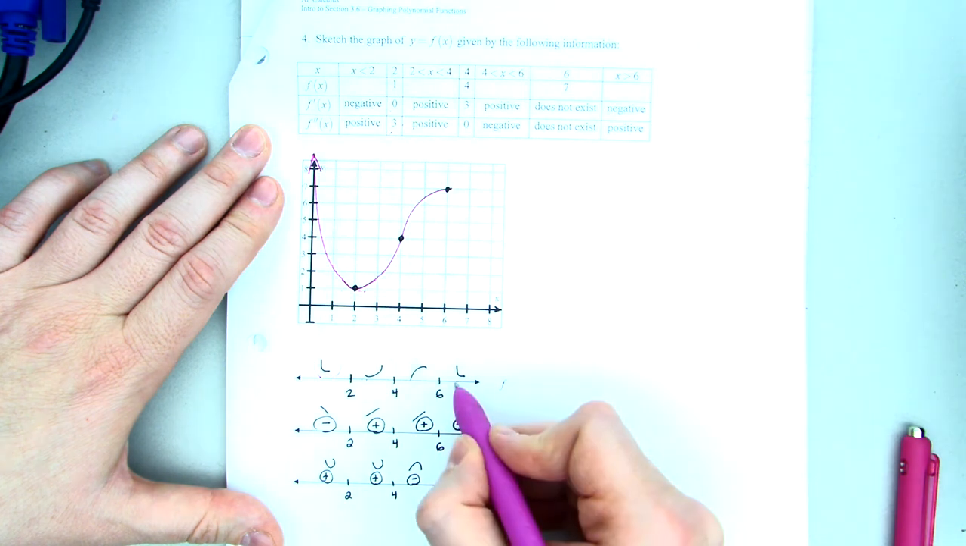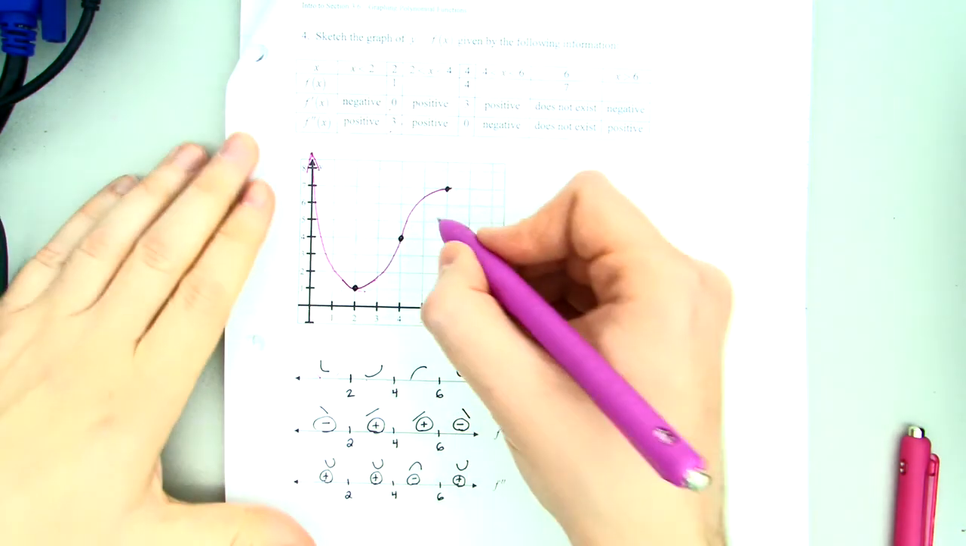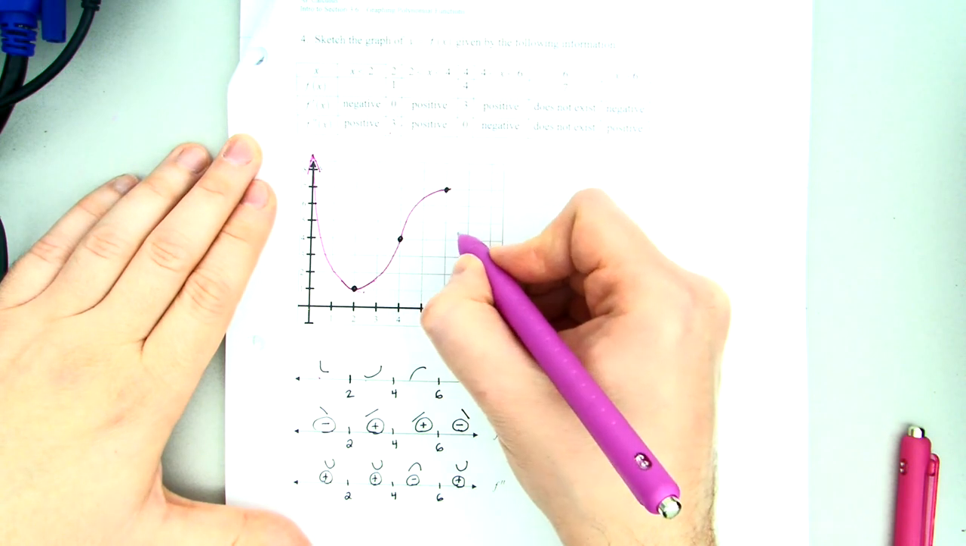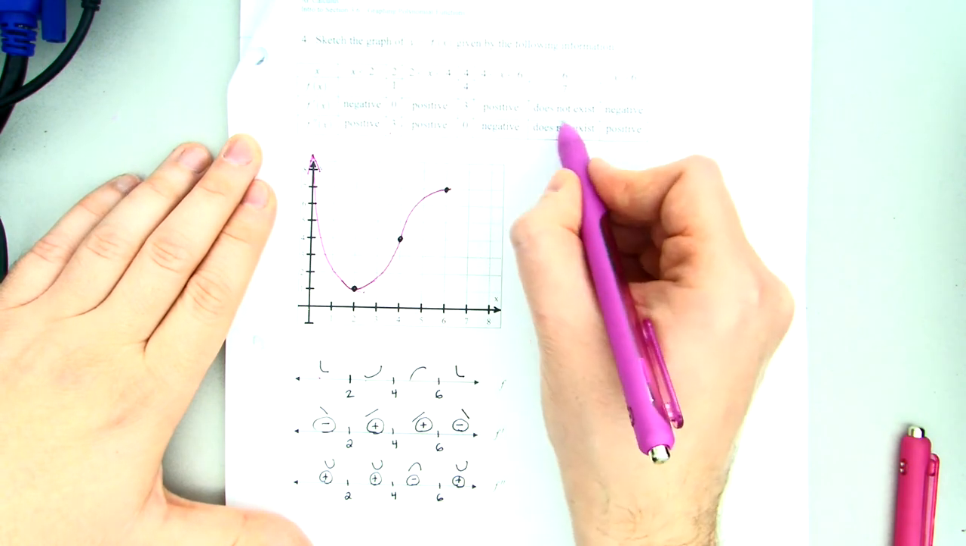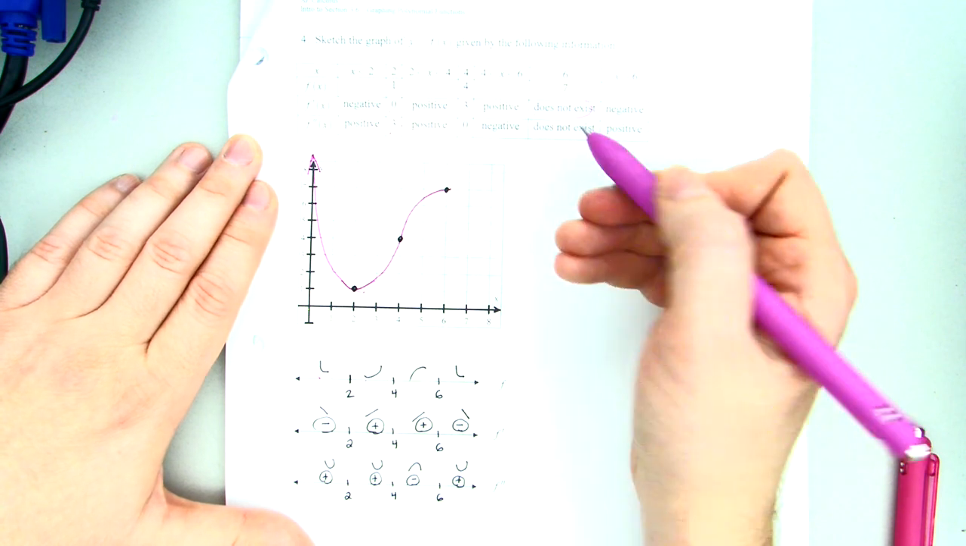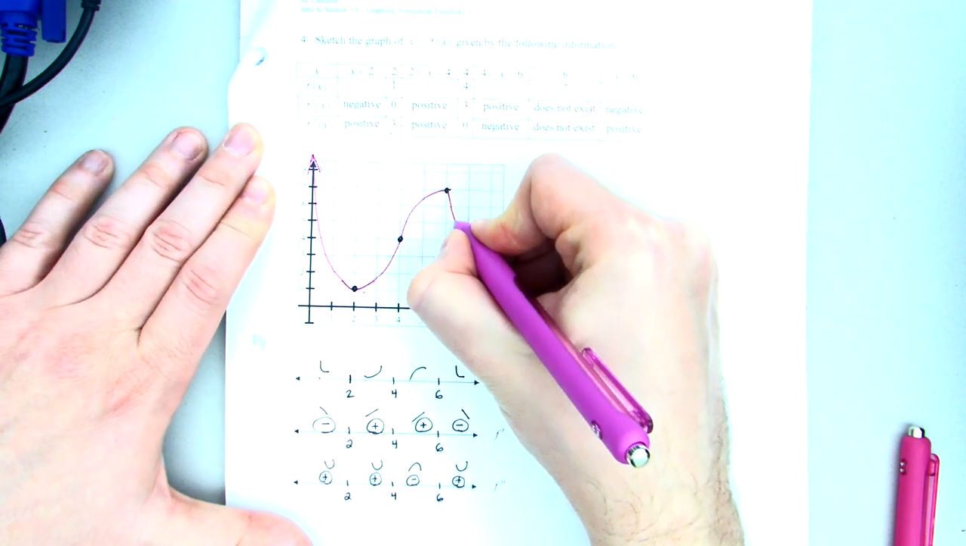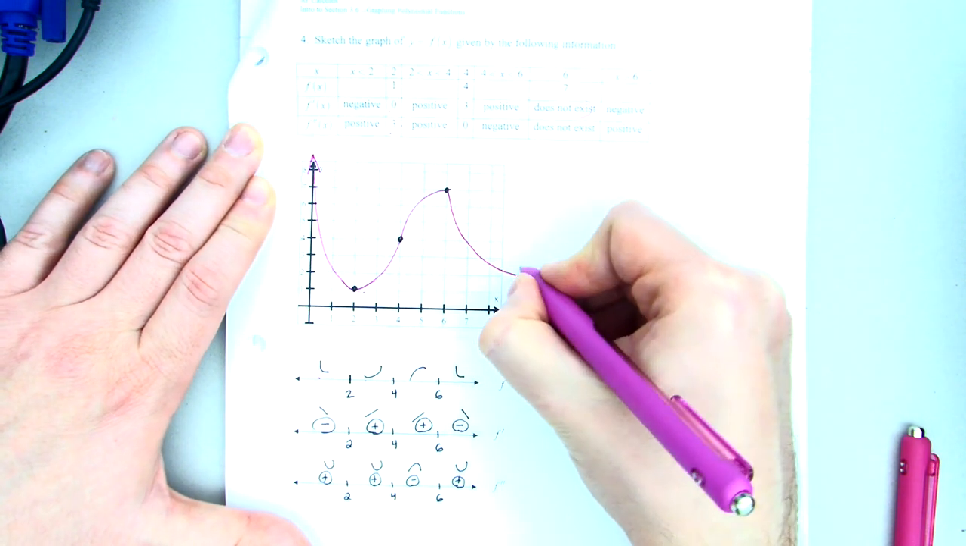Ew. I need to be concave up decreasing. That's going to be a little tricky. But notice, my derivative at x equals 6 doesn't exist. I'm going to have a sharp turn on my graph, and things are going to work. I'm going to get something kind of like this to finish it off.